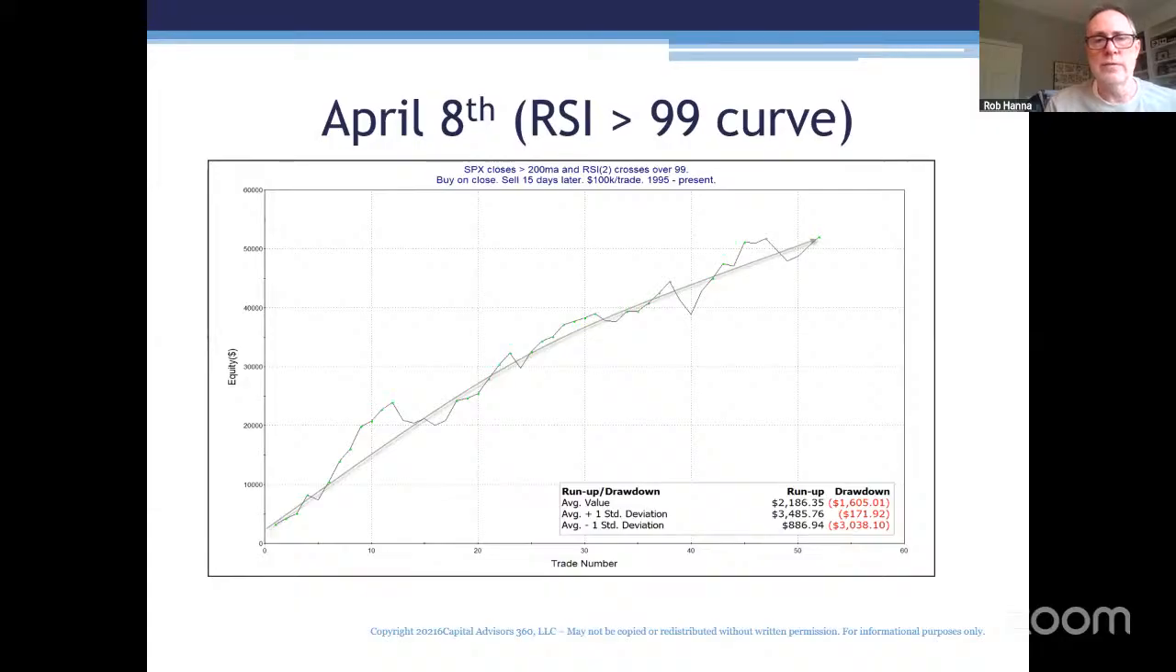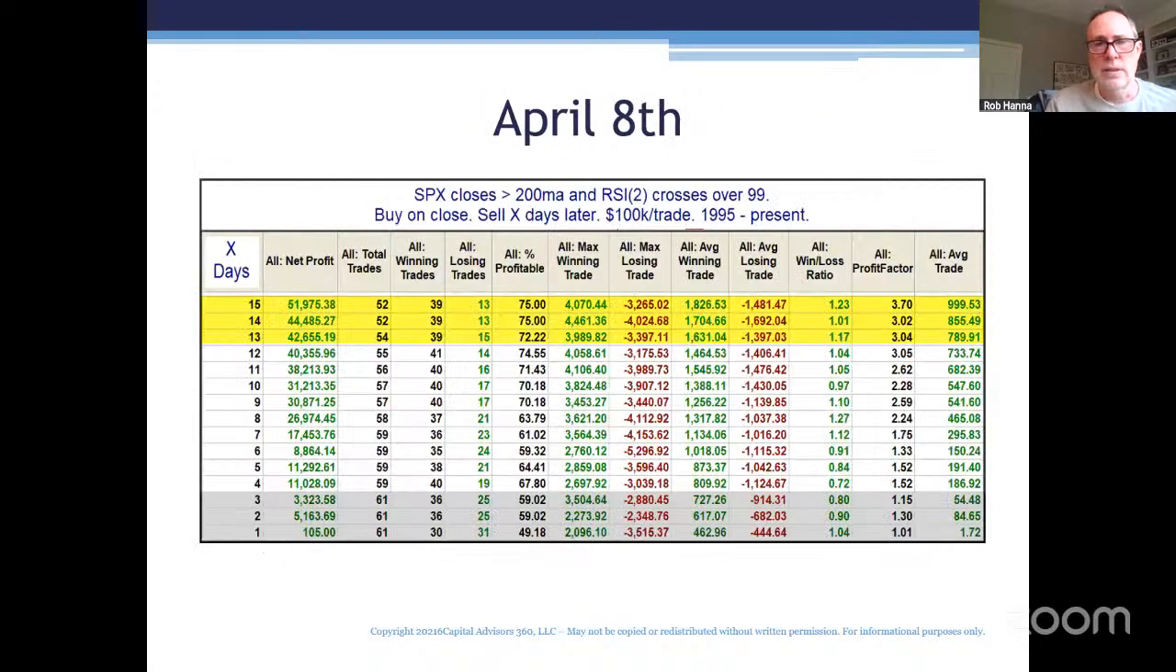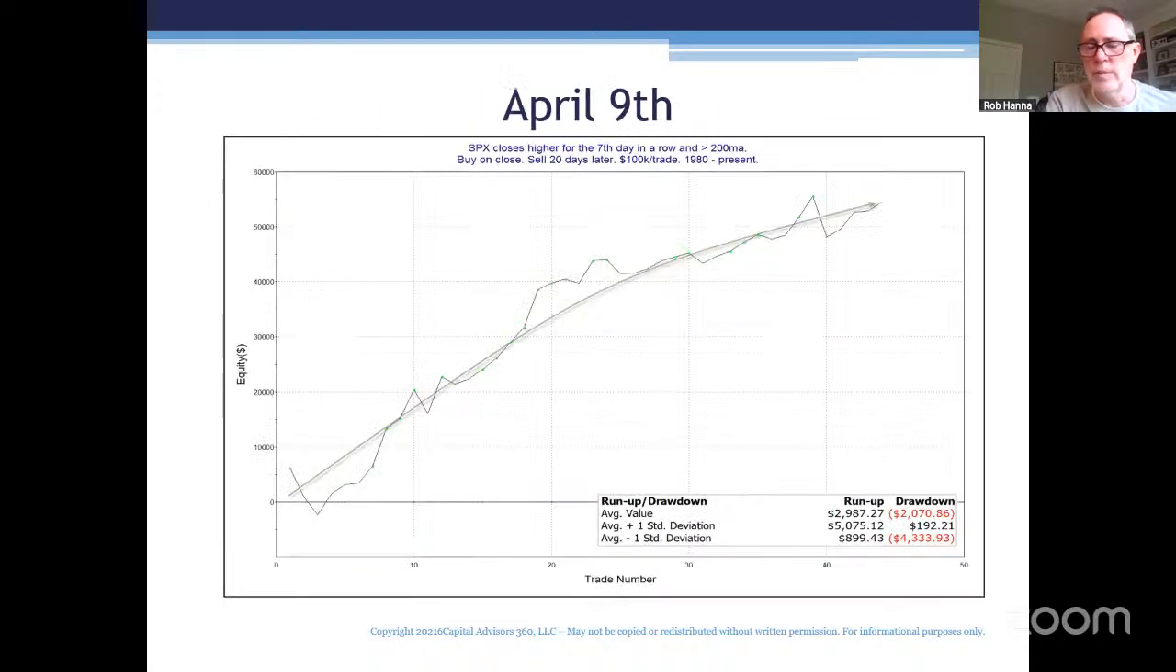And here's the profit curve for that one. Oops, I mislabeled that. Sorry. It wasn't the RSI one. Oh yes, it is. Sorry. I went in the wrong direction. I hit my up arrow instead of down arrow.